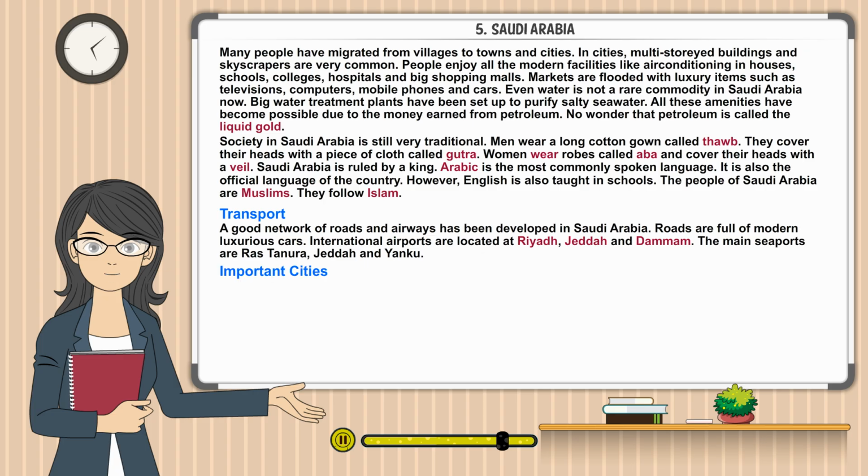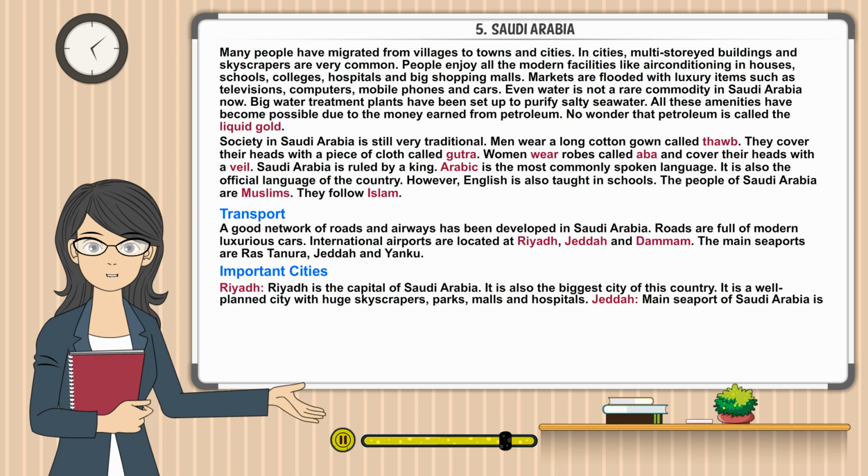Important cities. Riyadh. Riyadh is the capital of Saudi Arabia. It is also the biggest city of this country. It is a well-planned city with huge skyscrapers, parks, malls, and hospitals.